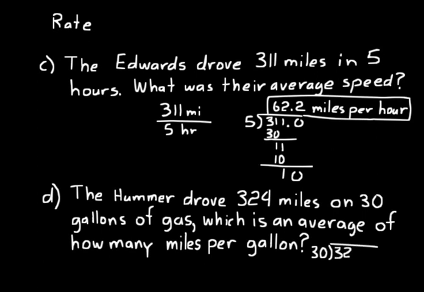Kind of running out of room. 30 goes into 32 one time. 30 goes into 24 0 times. We need to add a decimal place there, bring down a 0. 30 would go into 240 exactly 8 times. So there's our answer, 10.8, and I'm just going to abbreviate this. Instead of writing the words miles per gallon, I'm going to write MPG.